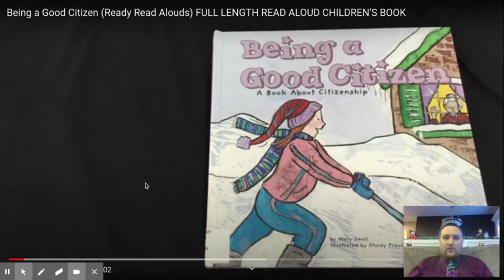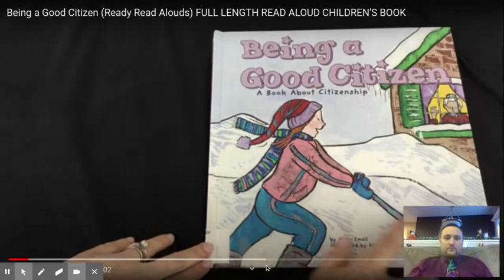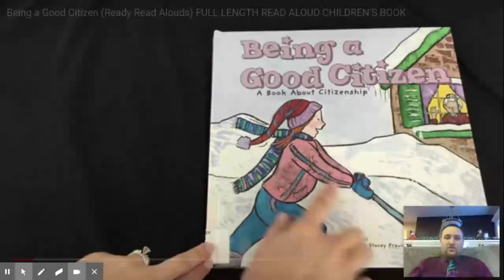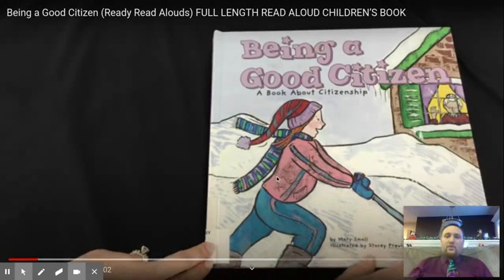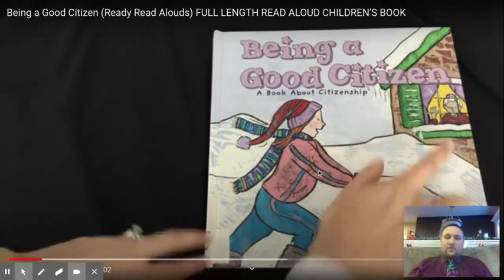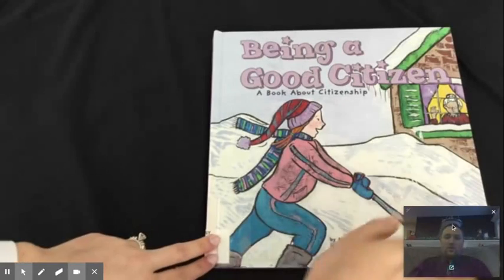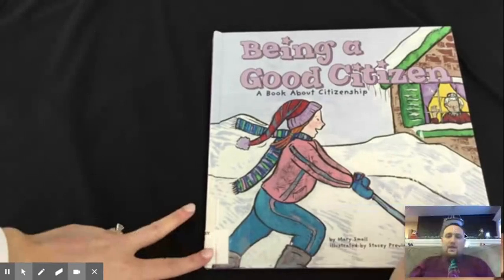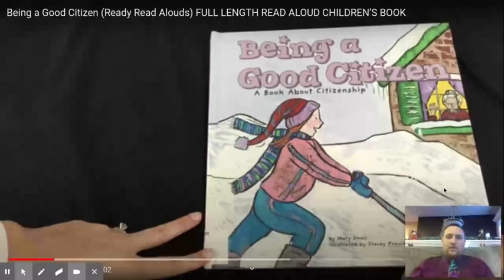So we're going to read a story called Being a Good Citizen by Mary Small. And she's just showing the picture right now, which it looks like there's a girl shoveling snow. And I see somebody in the window there.